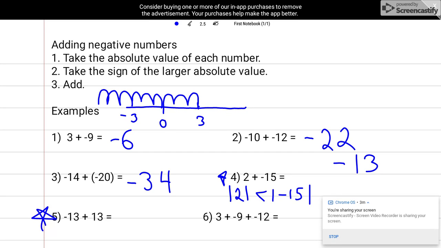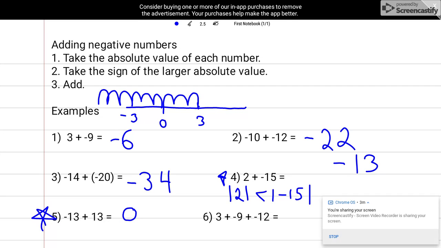This one right here. I have a negative 13 plus 13. If I'm starting at a negative 13 and I add positive 13 to it, I'm going to end up at 0. If I start at positive 13 and subtract 13, I'm going to get a 0. So if you have the same number being added and subtracted one time each, it's going to result in a 0.